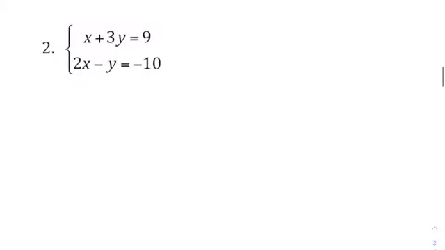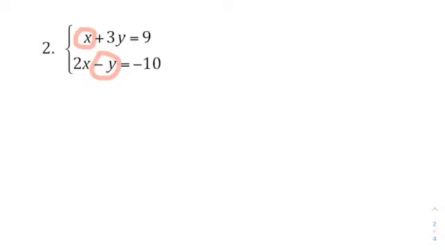Example number 2. A little different from example number 1. The reason is that example number 2 does not have x or y by itself. The way you pick the letter is to pick the one with no number in front of it. Since both x and negative y don't have any number in front of them, the one I will probably pick is x, because then I don't have to deal with the negative sign.